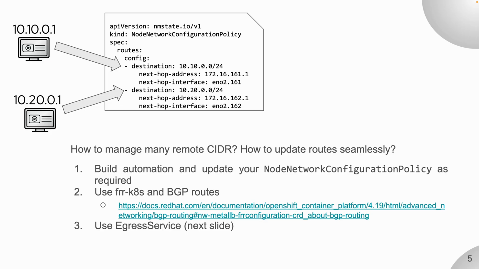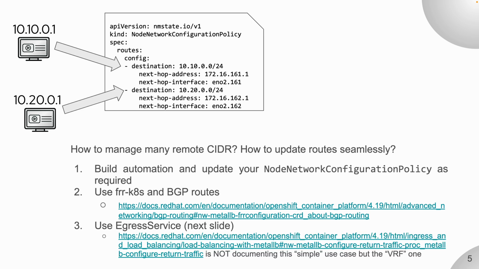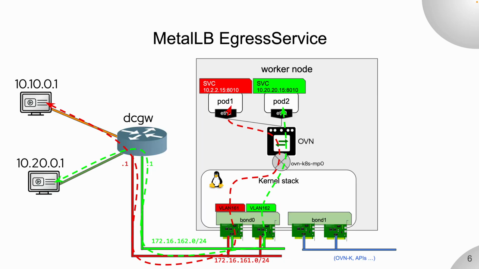There is a third option that I'm going to present in the next slide, which is to use EgressService in case you cannot deploy BGP in your network. The documentation of EgressService is available, but is not documenting this simple L2 use case. EgressService is documented in the context of VRF and BGP, but it does not mean that it's not working with L2. It's just working with L2, as I'm going to explain and then demonstrate.